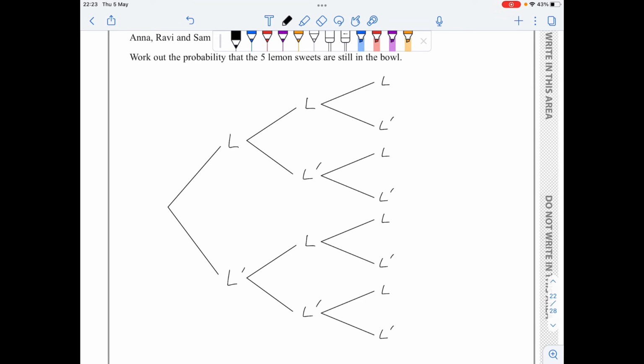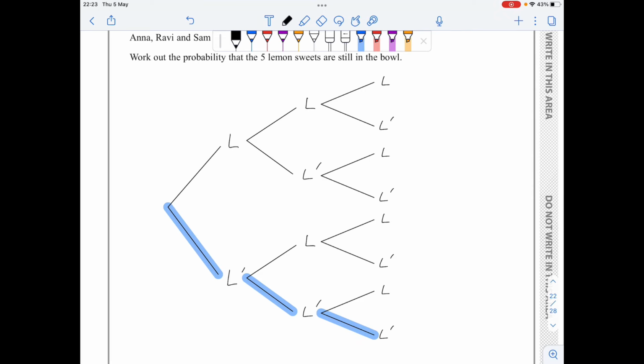I'm only interested whether it's a lemon or not. Now what we want is that there are 5 lemon sweets still in the bowl, which means I want 3 picks that are not lemon sweets. So I'm interested in the following.